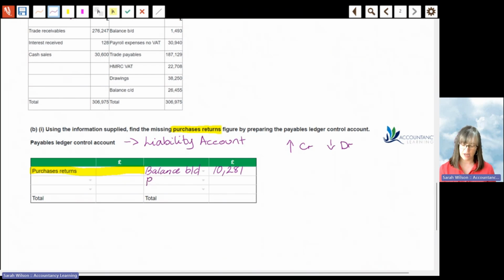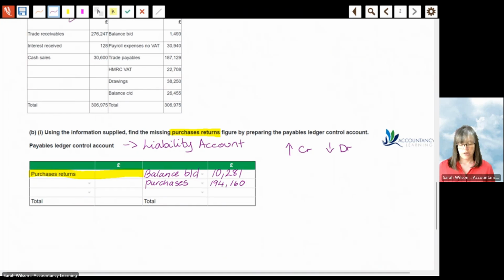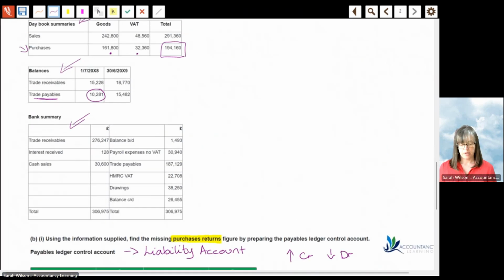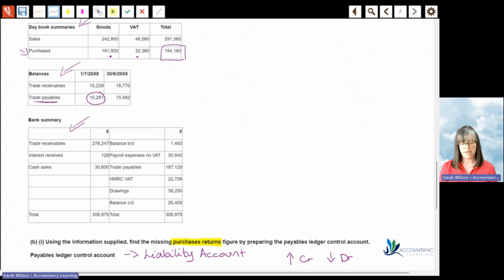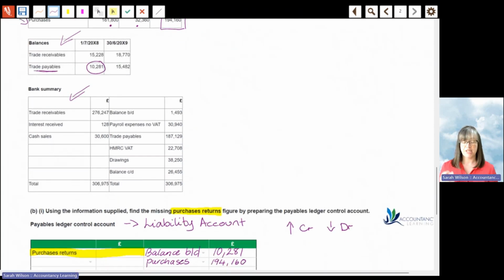So it's increasing, so it will be a credit, and the full gross figure was 194,160. So next then, we've already dealt with our day book. Sales don't come into it because we're working on payables ledger control. Trade receivables don't come into it because we're working on payables.